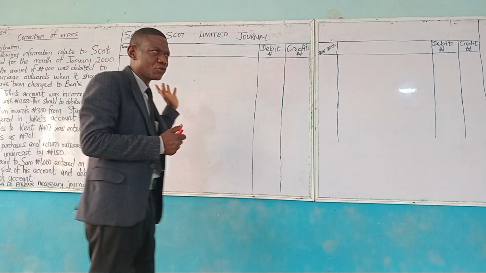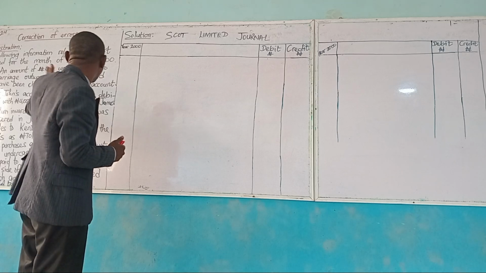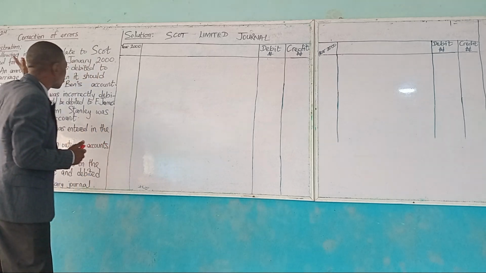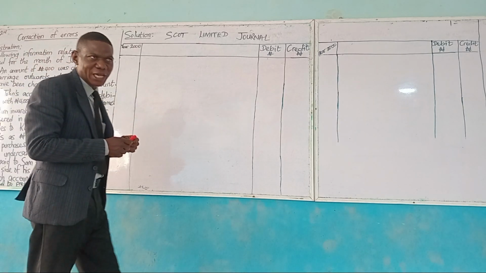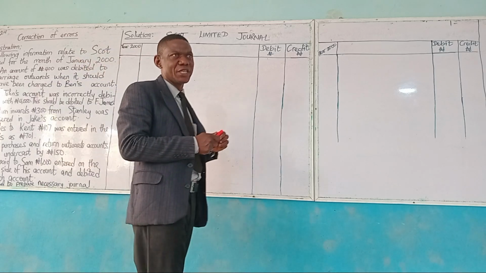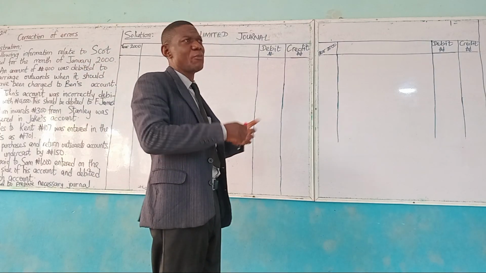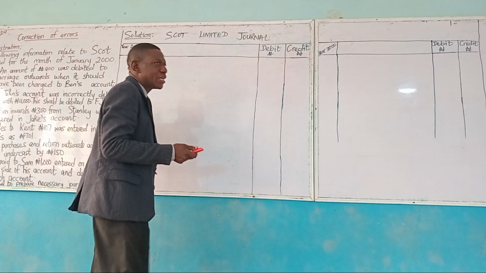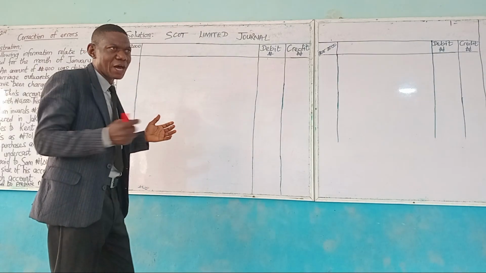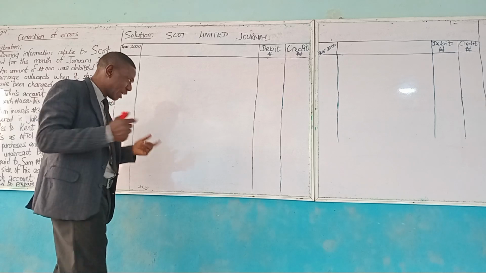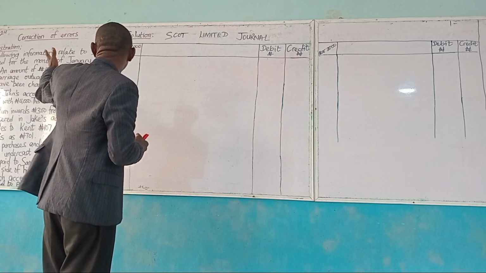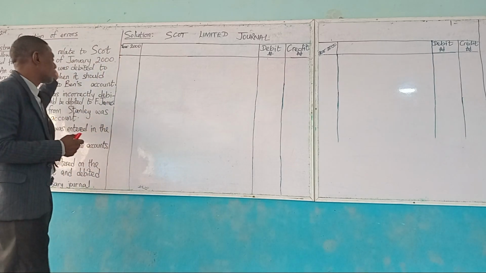This illustration will give us the insight, the idea, about how to deal with errors that will not affect the agreement of the trial balance. At least if you make any of these errors, your trial balance will still have the same total at the bottom. Now, let's look at this illustration, correction of errors illustration.